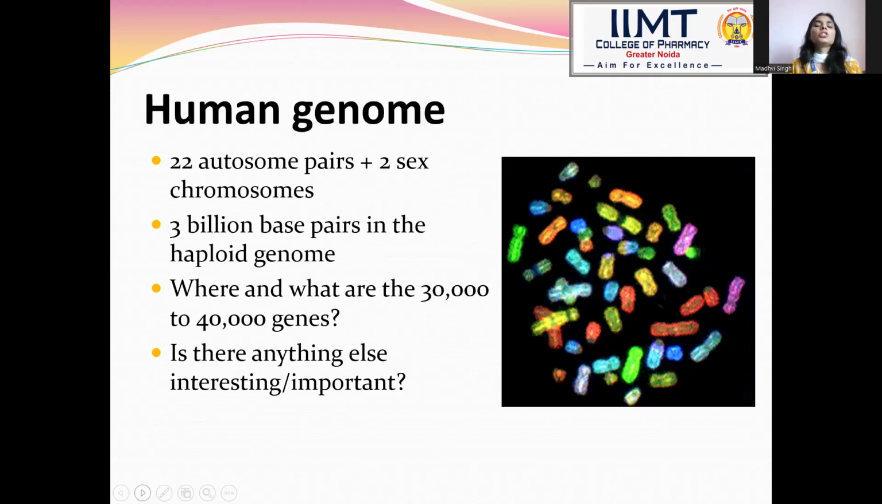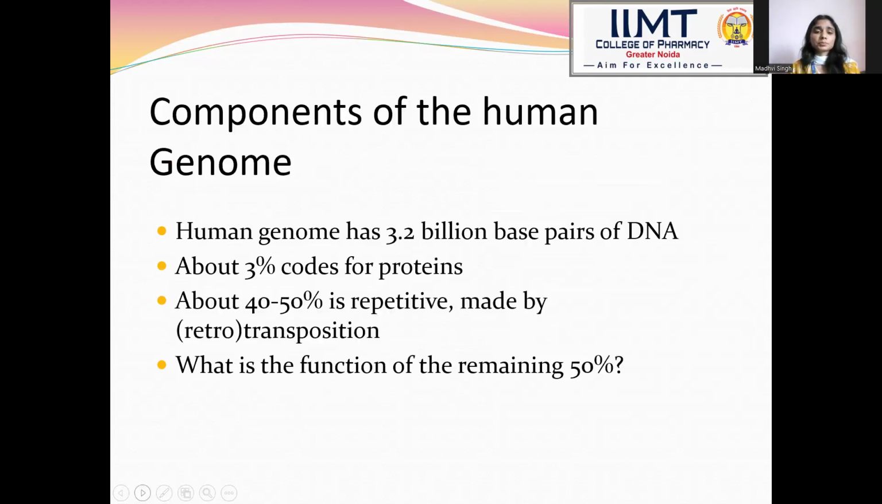Next, what is the human genome? The human genome consists of 22 autosome pairs plus 2 sex chromosomes, with 3 billion base pairs in the haploid genome. Where and what are the 30 to 40,000 genes, and is there anything else interesting and important about the human genome?